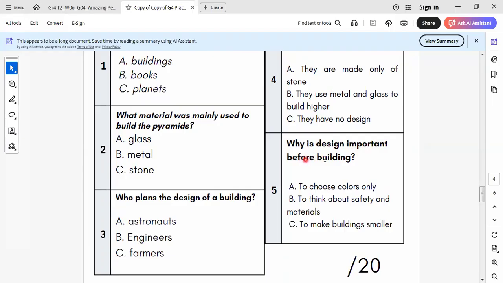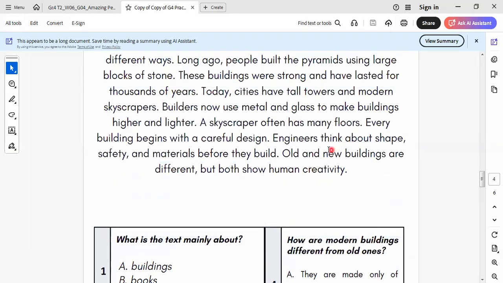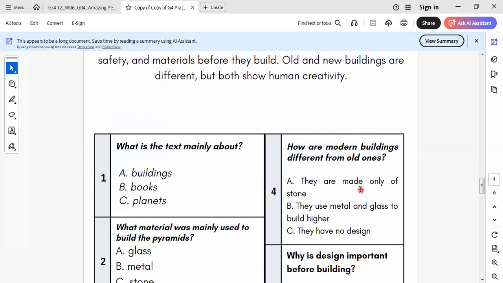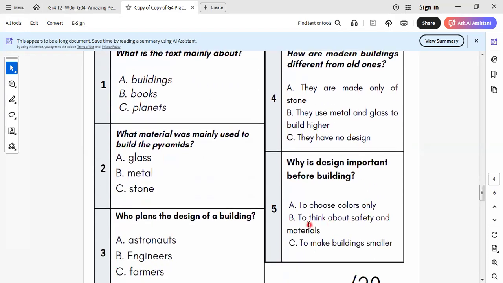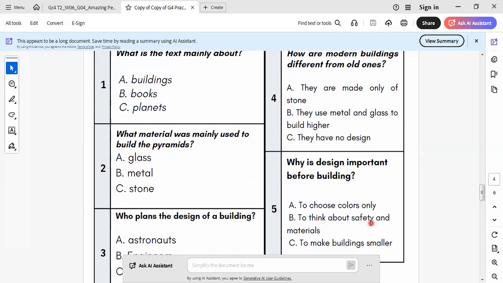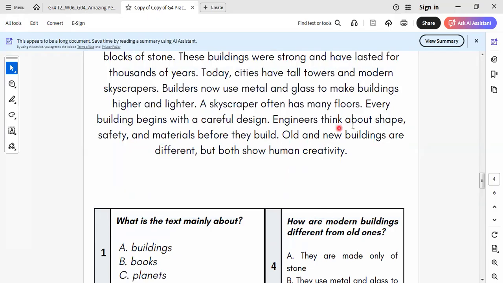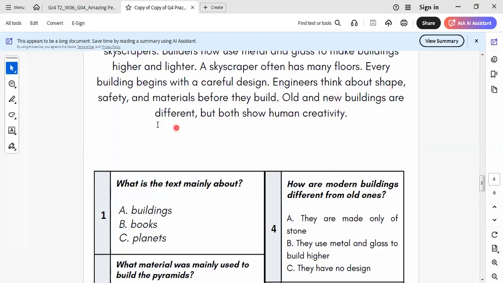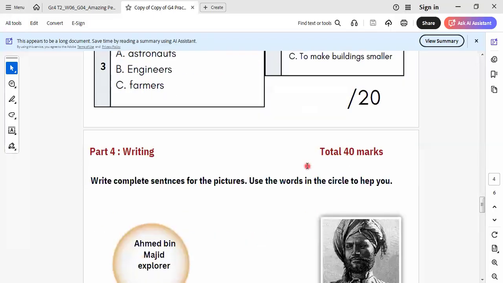Why is design important before building? So here I ask about the reason for designing. Why is design important before building? Because we think about safety and materials. Yes, design is important to think about safety and materials. Okay, let's go to another one here.